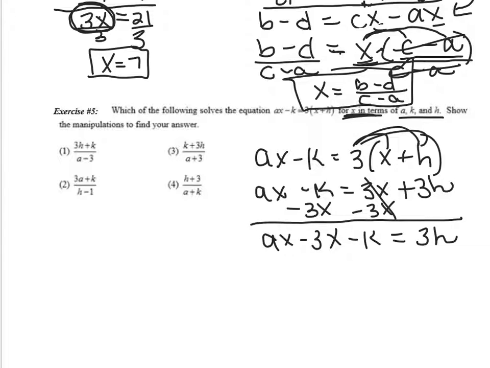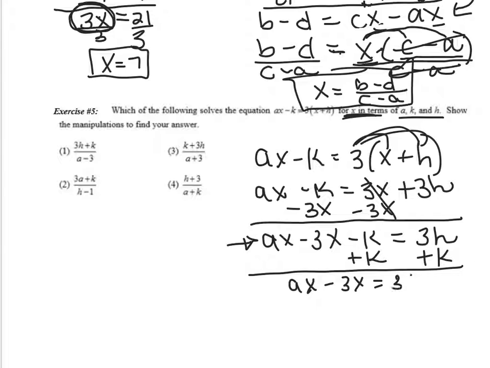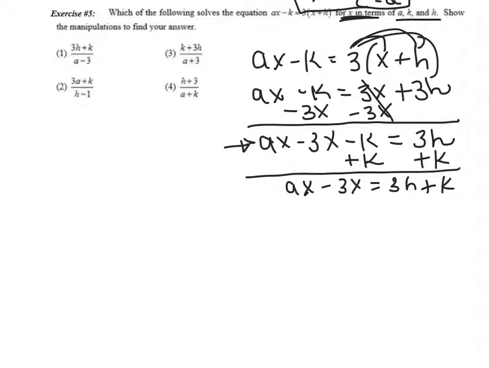You can tell already that you're probably going to have to do the undistributing because you see an x in both terms, but before you do that, you have to make sure those are the only terms on this side. So let's get rid of the minus k by adding k to both sides. So now we have ax minus 3x equals 3h plus k. So now again, we're stuck in the same situation. Not a big deal, but instead of having the x in one term, we have the x in two terms. So the only way you can isolate that x is to factor it out or undistribute.